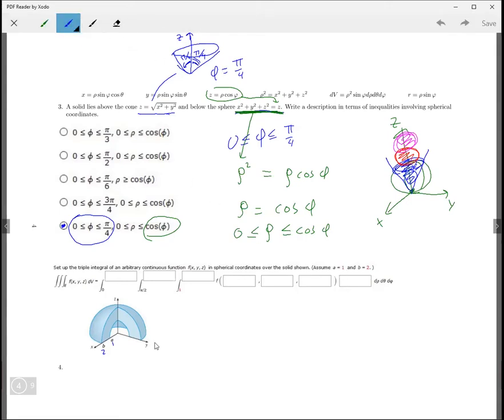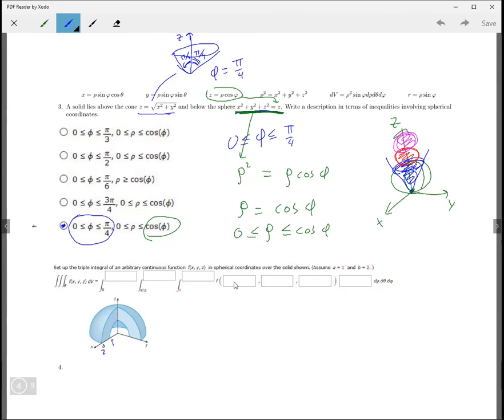Okay, so here A is 1 and B is 2. And we're supposed to integrate over this region E, which is a shell of a sphere, but it's got the bottom cut out, and also the first octant is eliminated.